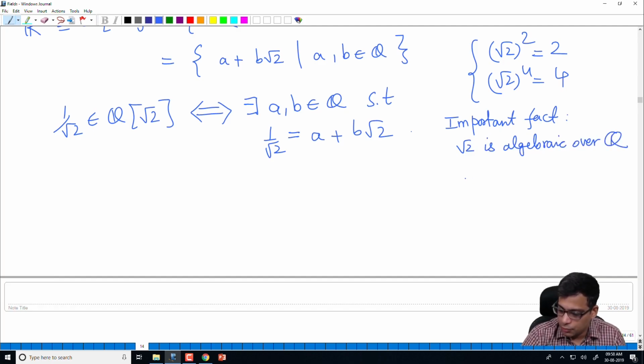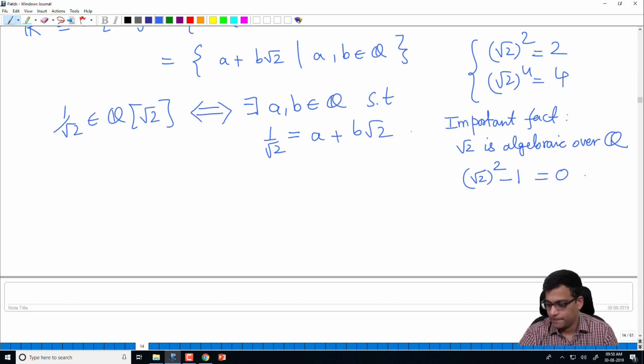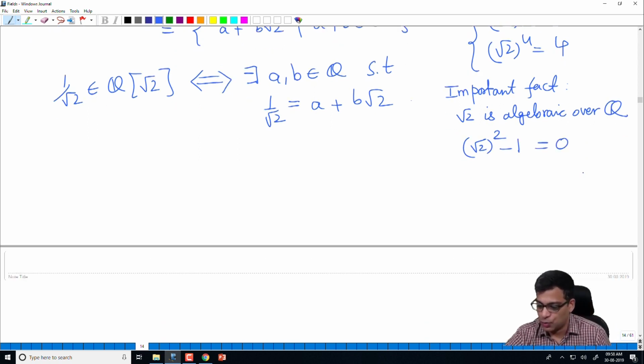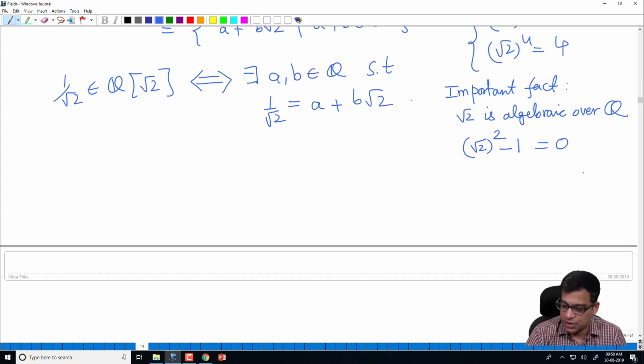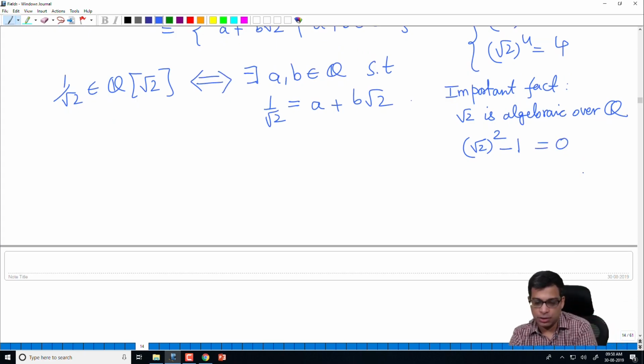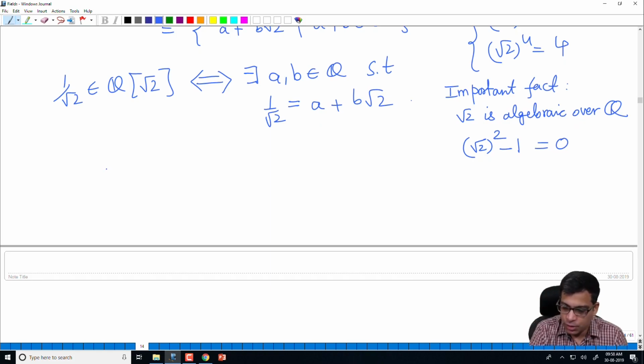So that means we know that root 2 squared minus 2 is 0. Okay. So let's use this as our tool to write this. So how do you write this? So for example, we are going to use the fact that root 2 is algebraic, right? So root 2 squared is 2, root 2 squared minus 2 is 0.